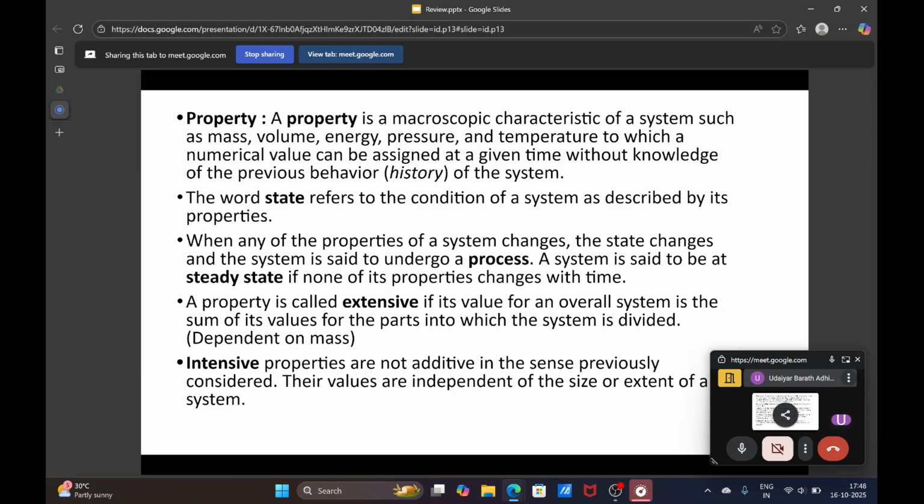And then the system can be called a steady state when you know that it's not changing with respect to time, so that is called a steady state. And then we saw the problems on steady state flow energy equations and so on.